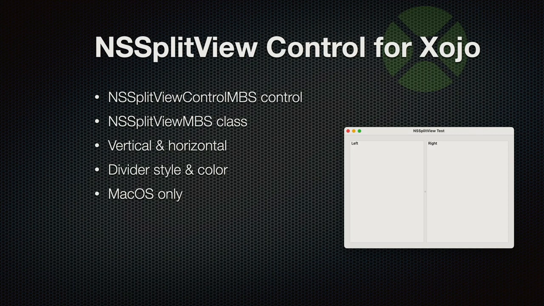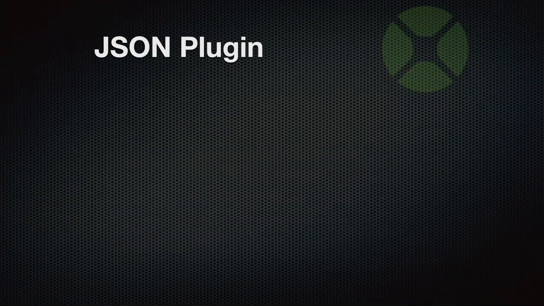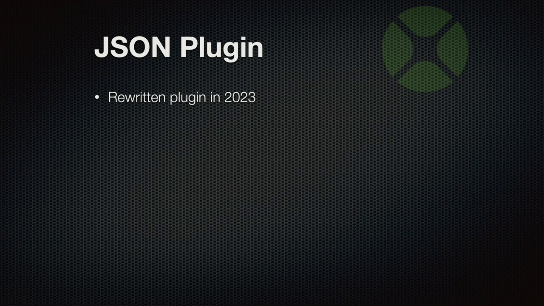Then I have a JSON plugin. Now, Xojo has built in JSON. They optimized it a lot. So I had to really invest some work to get it better. So I rewrote it last year. The new plugin has a focus on performance. If I want to get you to use my plugin instead of the JSON item class, it must be really better.